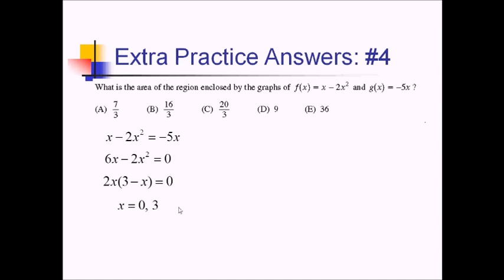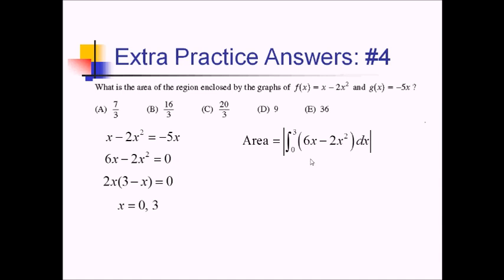At this point, it's time to set up an integral from 0 to 3. Because I don't know which of these functions is the top value between 0 and 3, and I don't feel like figuring it out, I'm going to use absolute value around my integral. So I have the absolute value of the integral from 0 to 3 of this function minus this other function, which is essentially the 6x minus 2x squared that we got when we zeroed out our equation. All that goes in my integrand.